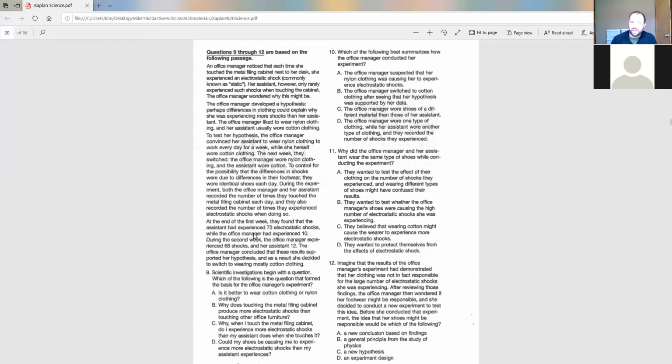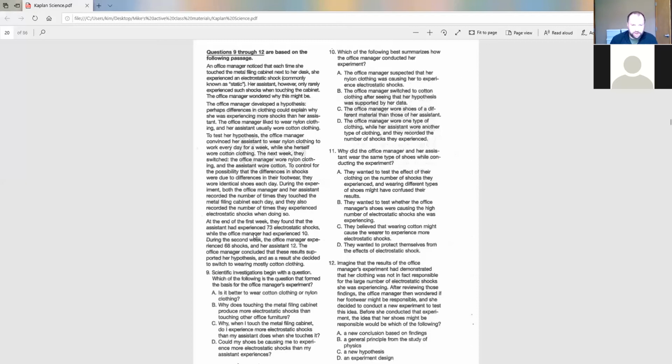So it's a good thing to go over and make sure you know the steps in the scientific method. Can you follow these steps on your own, right? Can you set up a hypothesis, test, and analyze the results from it? So number 9 says, scientific investigations begin with a question. Which of the following is the question that formed the basis for the office manager's experiment? So, what question led to the office manager conducting this whole experiment?